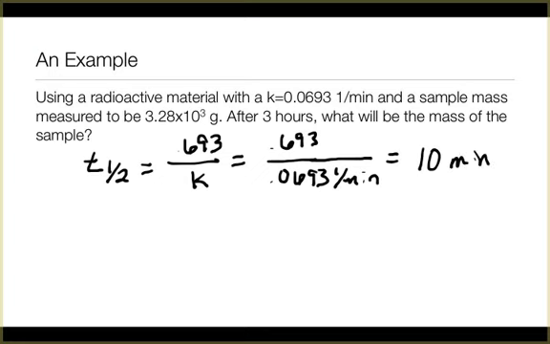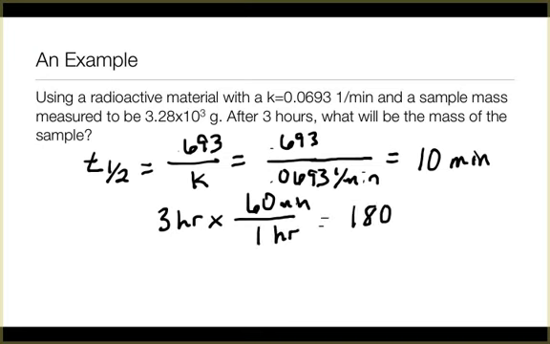And a unit of 1/minutes is required so that we have our math work out properly to get the unit of minutes in our final answer. So our half-life is going to be 10 minutes. The other problem we have right now is that we're given a time in hours, but our half-life is given in minutes. These two units must match up, so we're going to convert the hours to minutes. So 3 hours times 60 minutes in 1 hour, and that's going to give us 180 minutes.